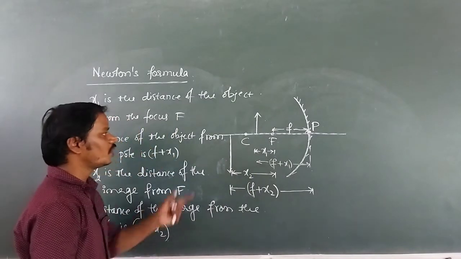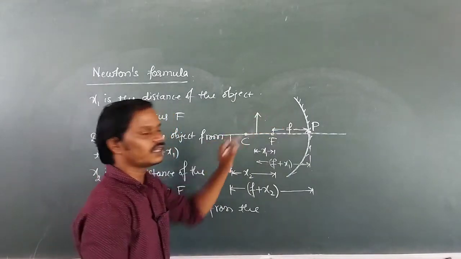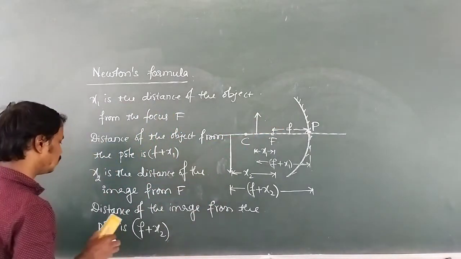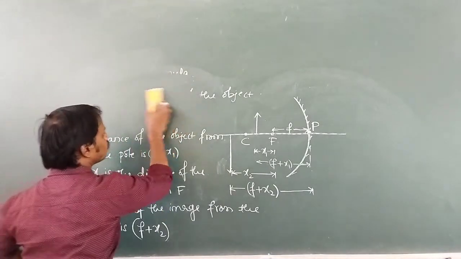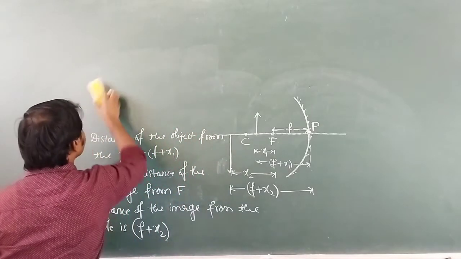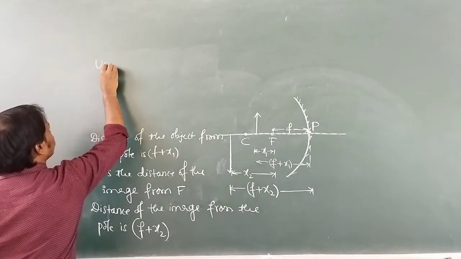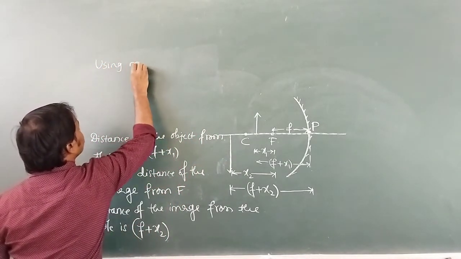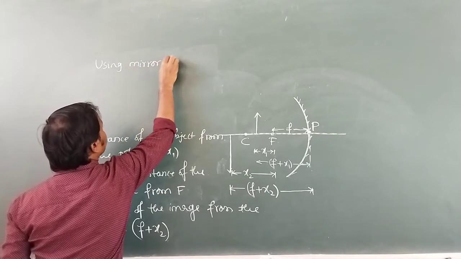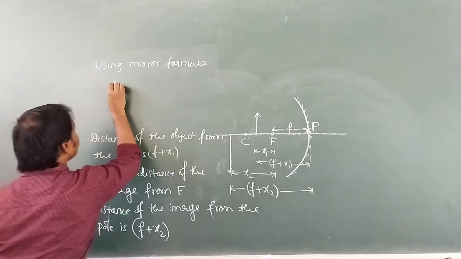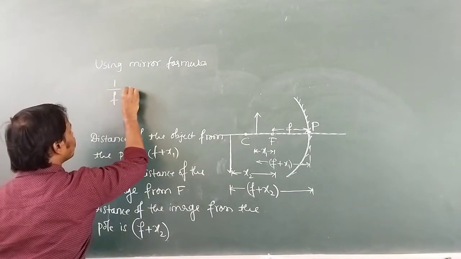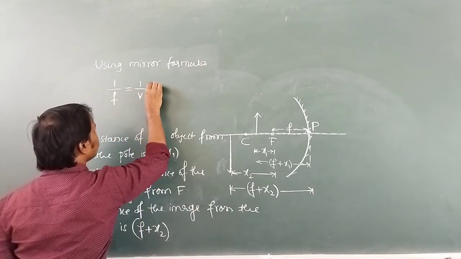That is f plus x2, because the image is at a distance of x2 from the focus. Now what we have to find? We have to find the focal length of the spherical mirror, using the mirror formula. So what is the mirror formula? That is 1 by f is equal to 1 by v plus 1 by u.